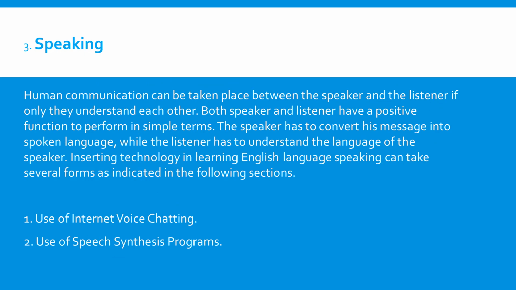Now we have an output skill, which we call speaking. Human communication can take place between the speaker and the listener only if they understand each other. Both speaker and listener have a positive function to perform in simple terms. The speaker has to convert his message into spoken language, while the listener has to understand and analyze the language of the speaker. Inserting technology in learning English language speaking can take several forms as indicated in the following sections.